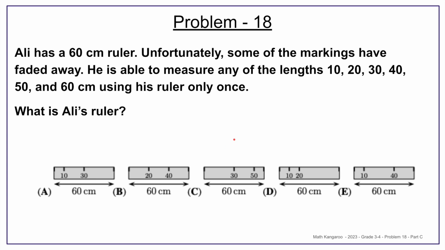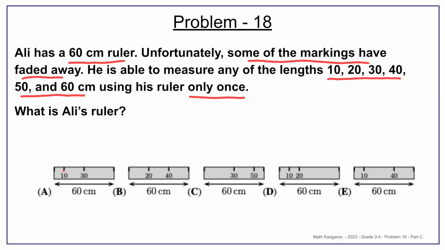Problem 18. Ali has a 60 centimeter ruler. Unfortunately, some of the markings have faded away. He is able to measure any of the lengths 10, 20, 30, 40, 50 and 60 centimeter using his ruler only once. What is Ali's ruler? These are our options. So we have to find Ali's ruler which can measure 10, 20, 30, 40, 50 and 60 centimeter. So let us pick our option A.